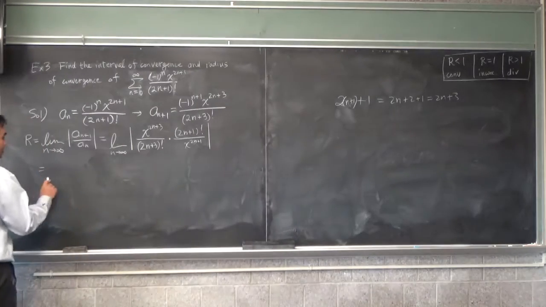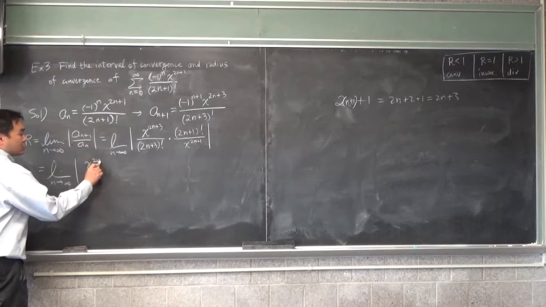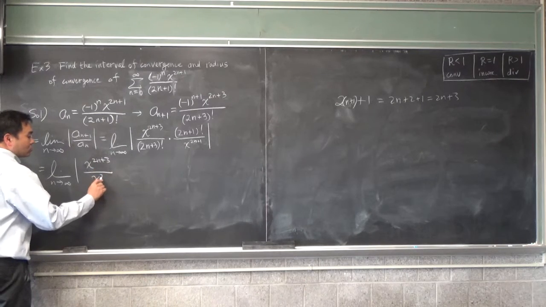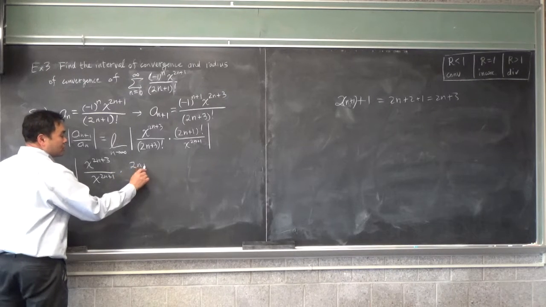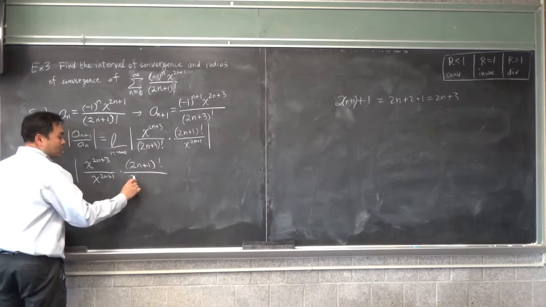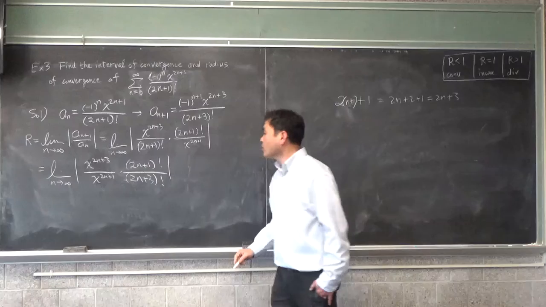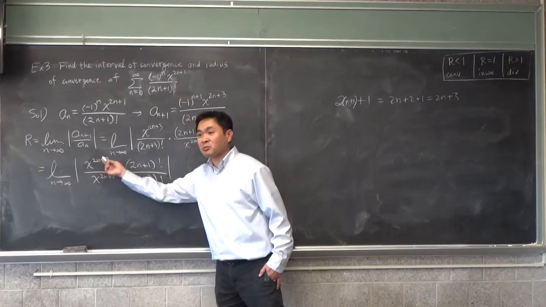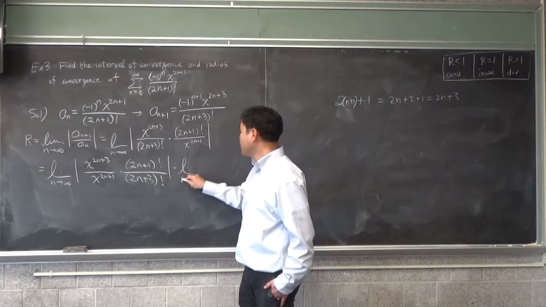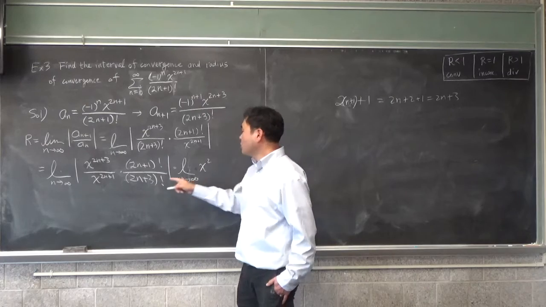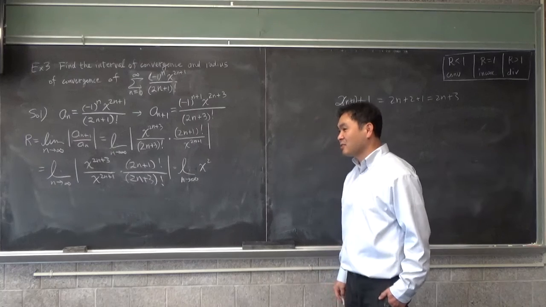Let's switch places. Limit as n goes to infinity of x to the 2n plus 3 divided by x to the 2n plus 1, times 2n plus 1 factorial divided by 2n plus 3 factorial. Okay. This part simplifies to what? X squared, because you subtract the exponents, right? And then, what about this one? How does this simplify? It's a bit harder. 2n plus 2 and then 2n plus 3.